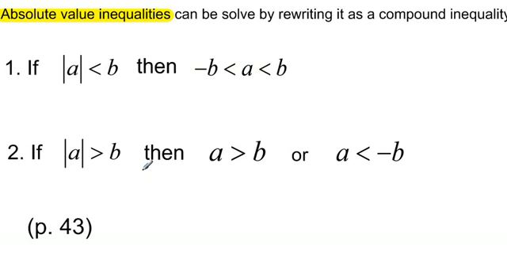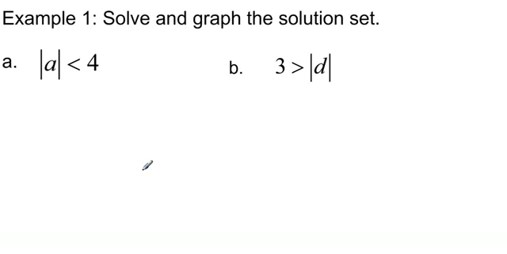Here's an example. In letter A, we have the absolute value of A is less than 4. This is an example of an intersection. If you go back to number 1 on the last slide, we can rewrite this by saying that A is in between negative 4, meaning A is greater than negative 4, and A is less than positive 4. So if you see the less than symbol in your problem, you're going to rewrite it like this, getting rid of the absolute value bars. So our solutions are in between negative 4 and positive 4.